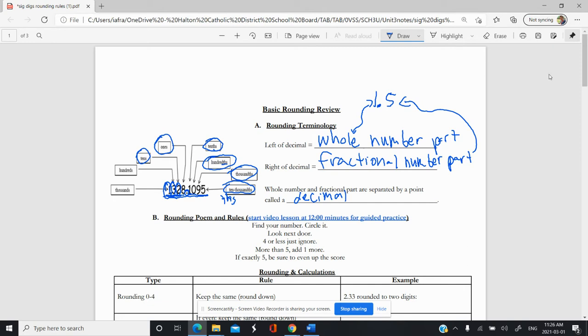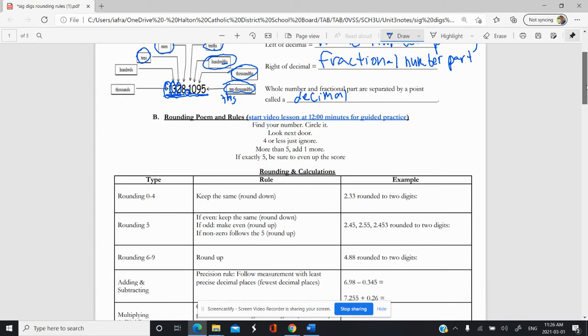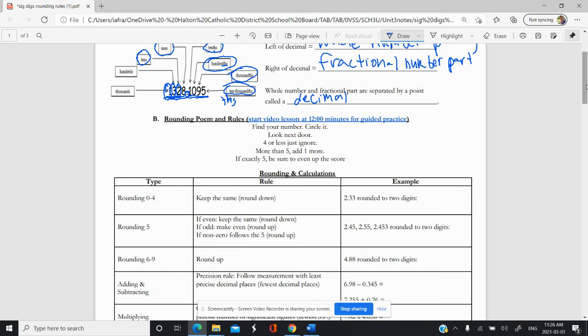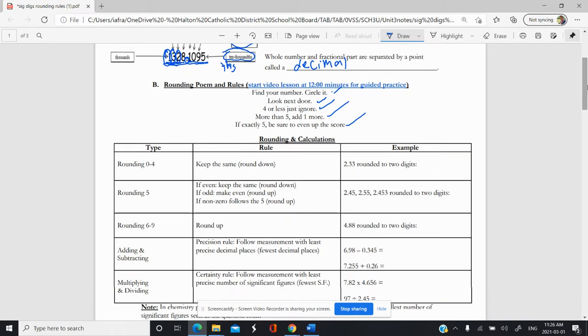So you do need to be familiar with rounding rules, and there's a neat poem that you can use to teach you how to round. The poem can be found over here. Find your number, circle it, look next door. 4 or less, just ignore. 5 or more, add one more. If exactly 5, be sure to even up the score. So let's take a look at what that means and how that works.